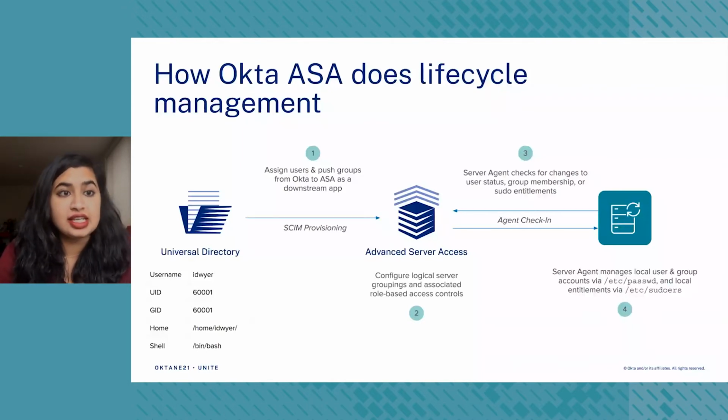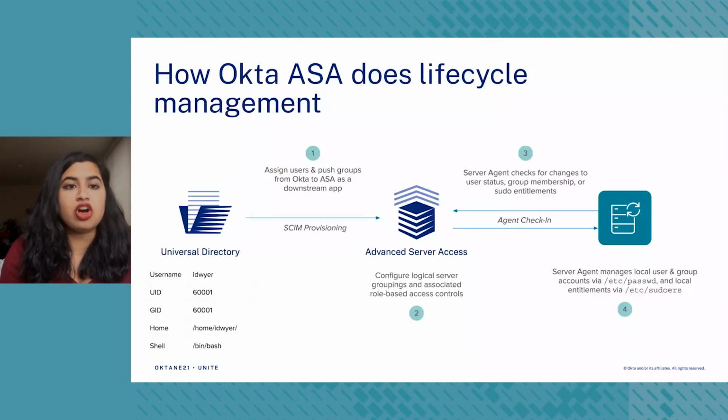Advanced Server Access is a downstream application in Okta. It uses Universal Directory at its core as the source of truth for the users with their attributes and group membership, the best of which you know in Okta. It's extensible and you're able to add as many attributes as you want. We use SCIM to make sure that the users and groups are pushed downstream to ASA as an application as a whole. The ASA admins are then able to go into the portal and configure which groups have permissions to access which servers. These are set up in the format of what's called a project.